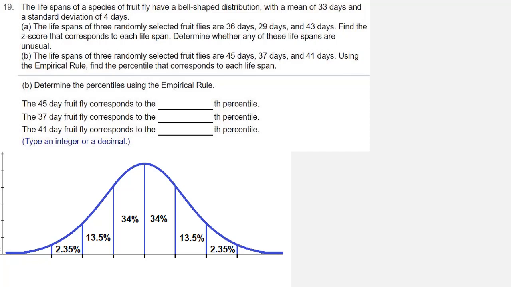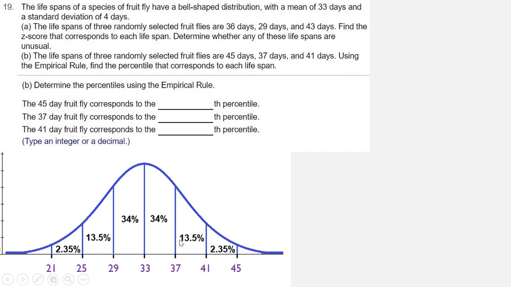So we put our mean here, which was 33, right in the middle. And then because the standard deviation was 4, we move out in 4-day segments. So we go 1 space to the right, 1 space to the left, and that's going to get us to 29 to 37. If we go another space left and right, that's going to be 25 to 41, and another space left and right will be 21 to 45. So we were asked about a 45-day fruit fly. Well, the 45-day fruit fly would be from this point on your normal curve to the left.